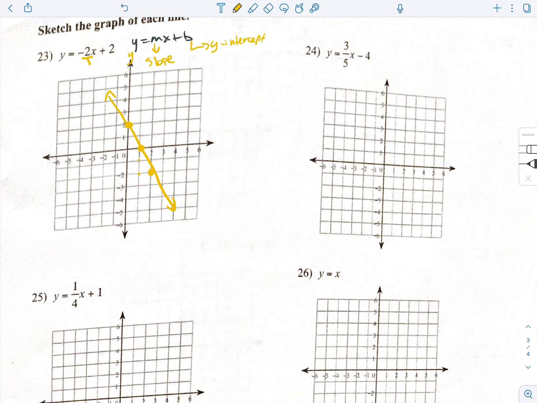All right. In 24, notice our slope is 3 over 5. And our y-intercept, -4. So we start at -4 on the y-axis. And then we use our slope to plot the next point. The 3 tells us how much to go up by. And the 5 tells us how much to go right by. Or left if it were negative. So we go up 3 and right 5. So, there we go.